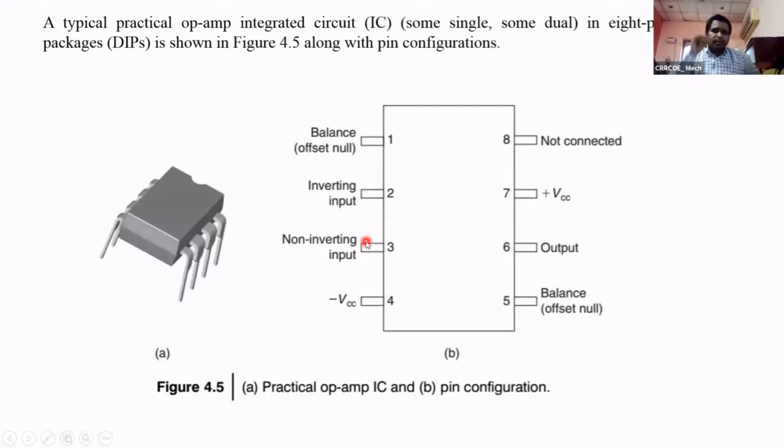Okay, this is a typical IC circuit, which is the op-amp integrated circuit. See, this is the real shape of the op-amp IC, the practical IC. Here, same thing, we have two inputs, two supply voltages and one output.